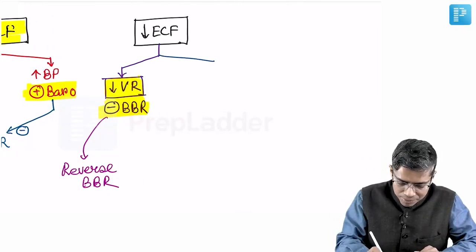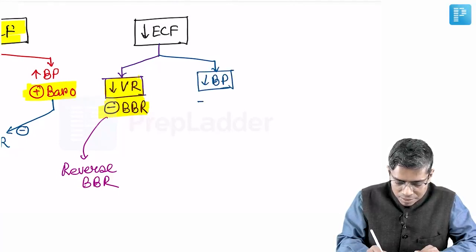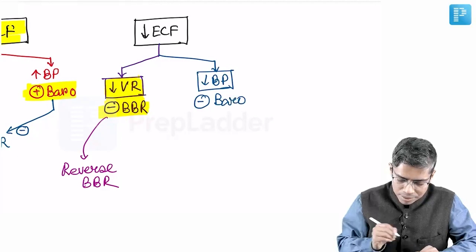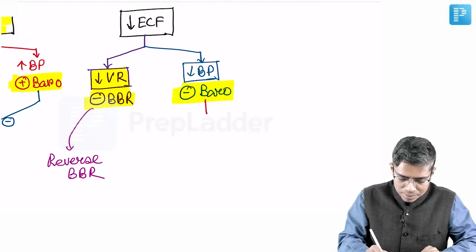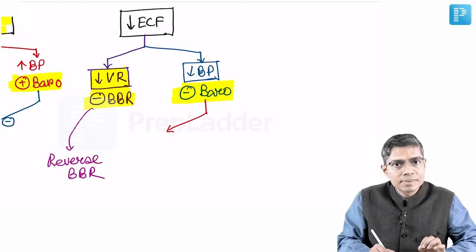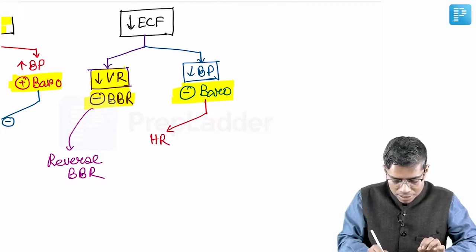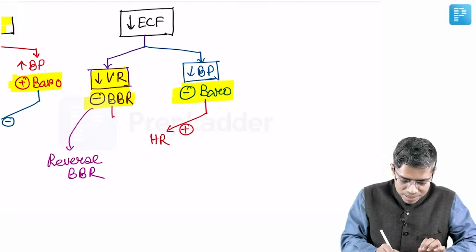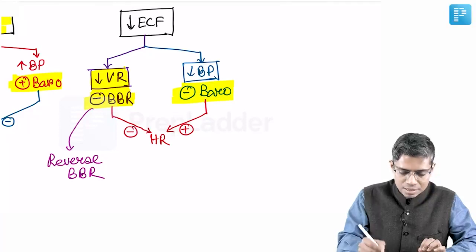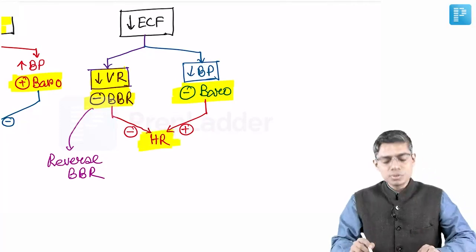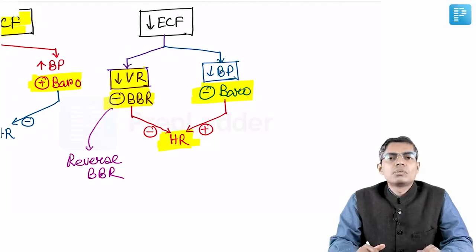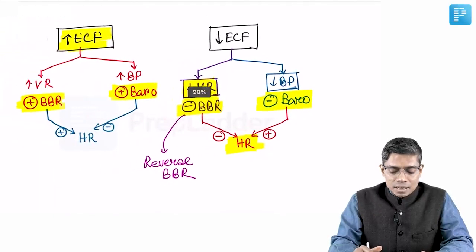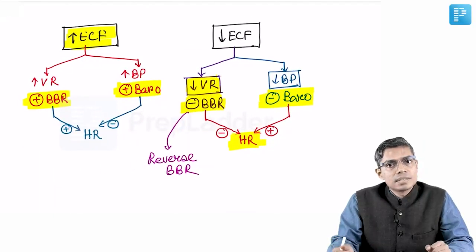So decrease in ECF will also cause decrease in blood pressure. Decreased blood pressure means there will be inhibition of baroreceptor reflex, right? Inhibition of baroreceptor reflex means vasomotor center will be activated and that will try to increase the heart rate. Bainbridge reflex inhibition means obviously it will try to decrease the heart rate. So again we are finding two reflexes, Bainbridge and Barrow, controlling your heart rate in opposite directions. So how will the body decide whether the net heart rate will increase or decrease?